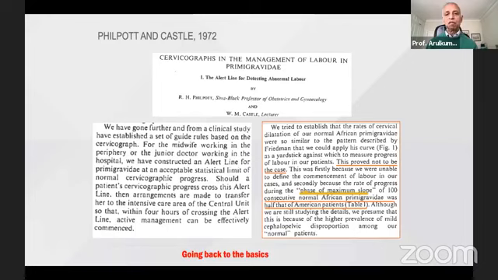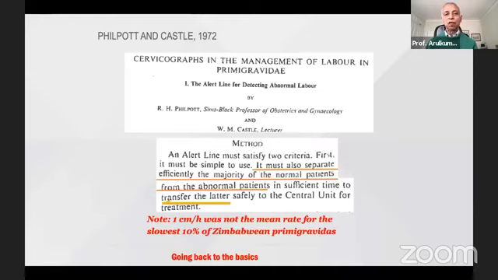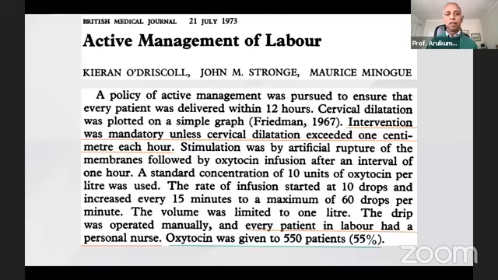So their labor curve was slower, but nevertheless, because they didn't have conclusive studies, he took Friedman's curve as 1 centimeter per hour and constructed a graph 4 hours to the right. His main aim was to efficiently separate the majority of normal patients from the abnormal patients so that they can be transferred in time. So he took 1 centimeter as the average or mean and took 4 hours to the right to intervene.